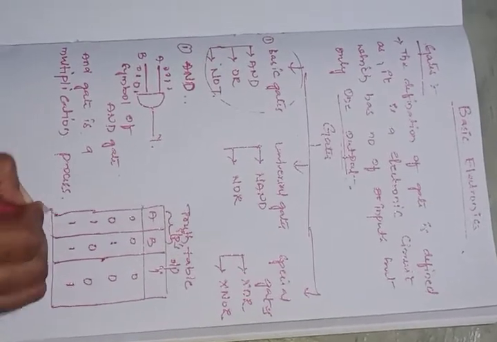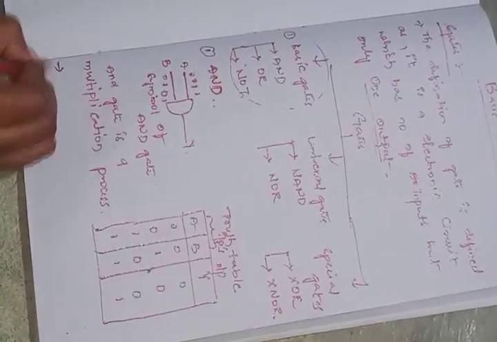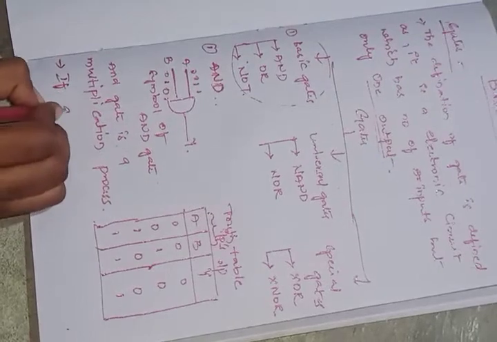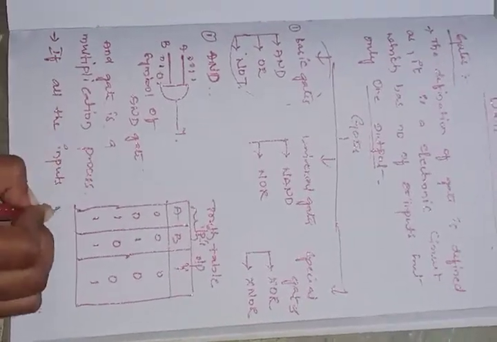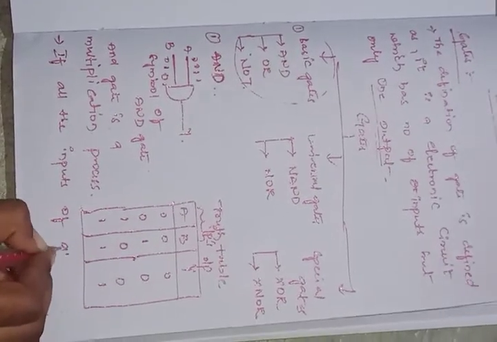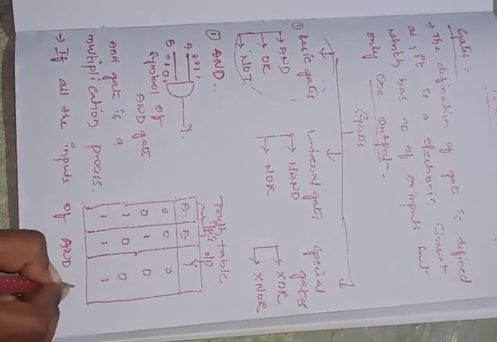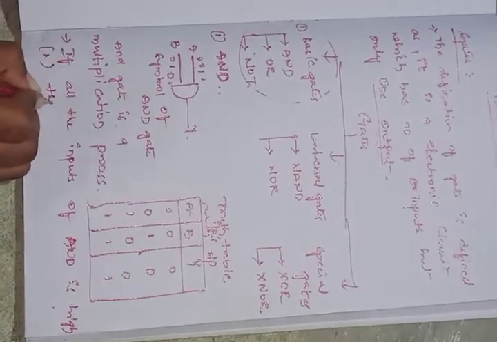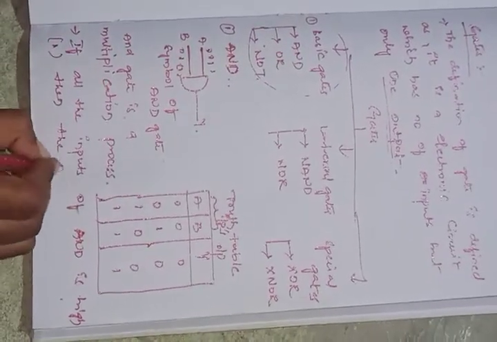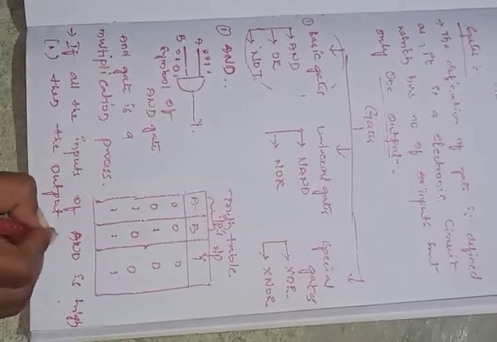So the definition from the truth table is, if all the inputs of AND gate are high, meaning 1, then the output is high.